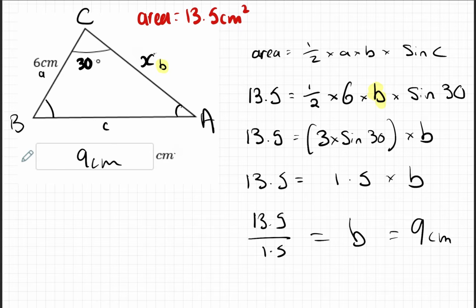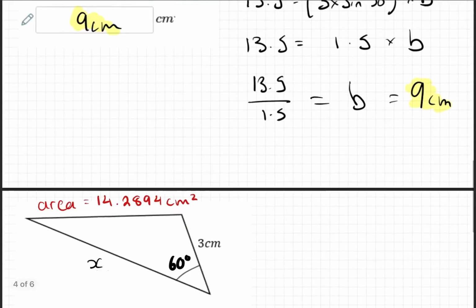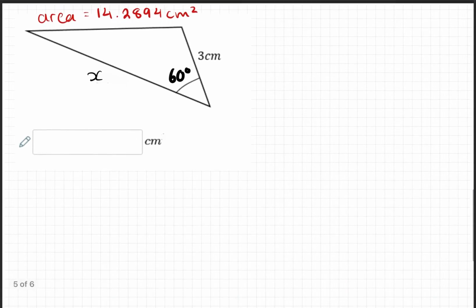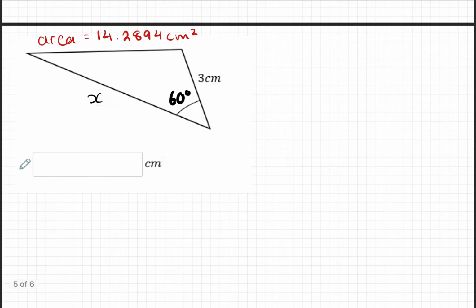Excellent. And that's our answer. So we're going to put it here, 9 centimeters. That is our B value. Okay. We'll do a few more. We're going to fly through these ones now.